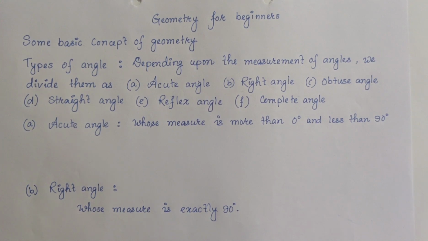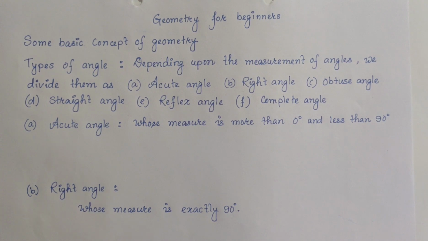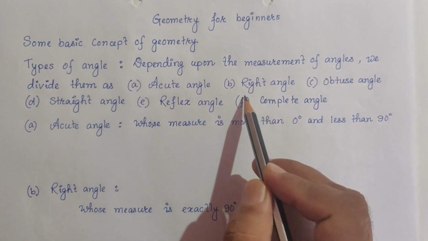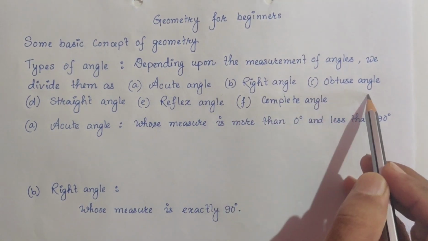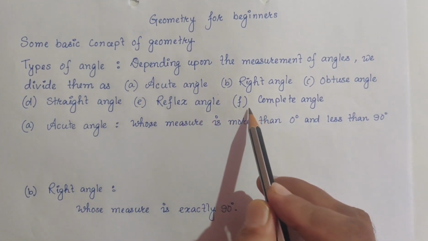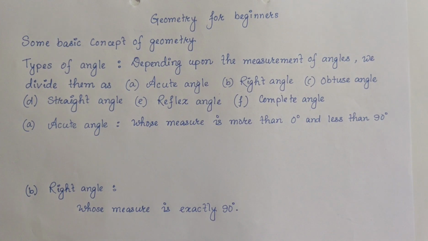In the series of Geometry for Beginners, we are discussing some basic concepts of geometry. Today we will discuss types of angles. Depending upon the measurement of angles, we can divide the angles as acute angle, right angle, obtuse angle, straight angle, reflex angle, and complete angle. Now let us see one by one what these terms mean.